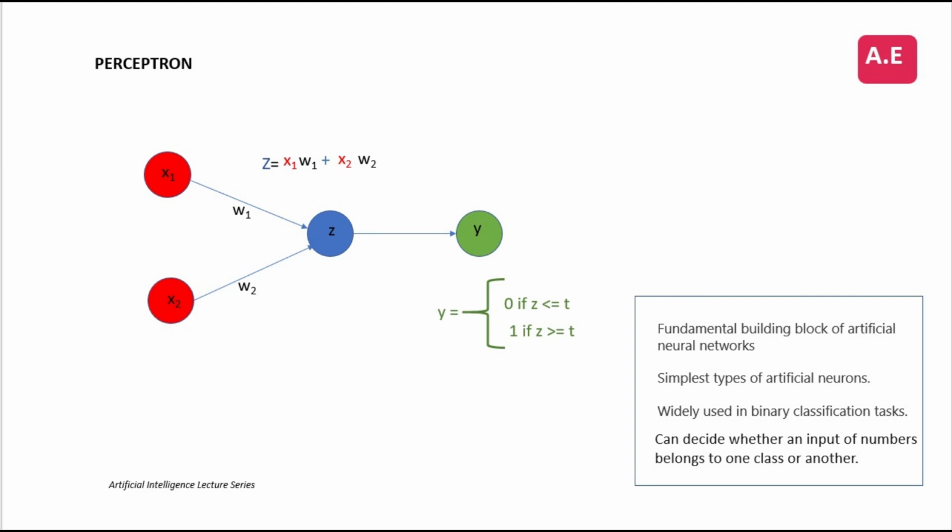A perceptron is a fundamental building block of artificial neural networks and is one of the simplest types of artificial neurons. Perceptrons are widely used in binary classification tasks and serve as the basis for more complex neural network configurations. It is a model of a single neuron that can be used for binary classification problems. It can decide whether an input of numbers belongs to one class or another.